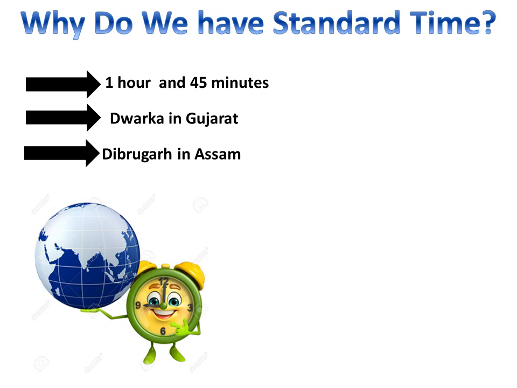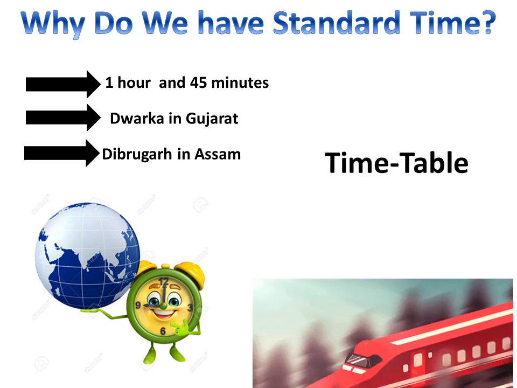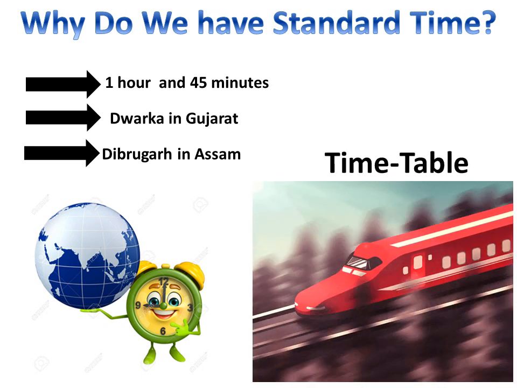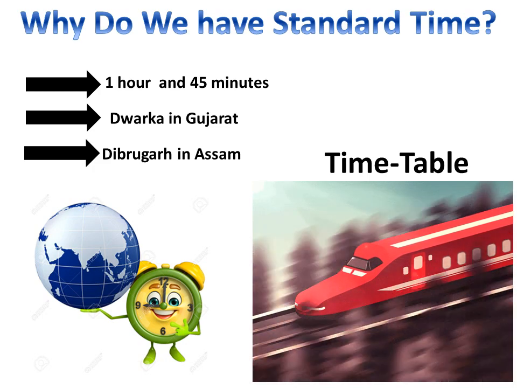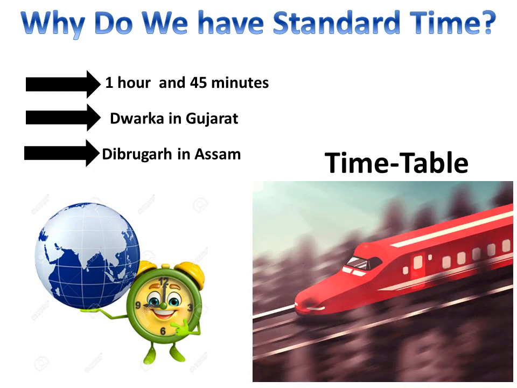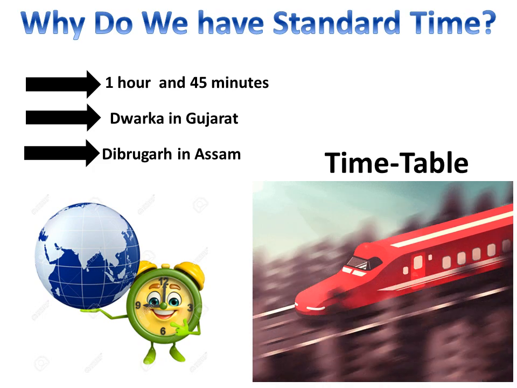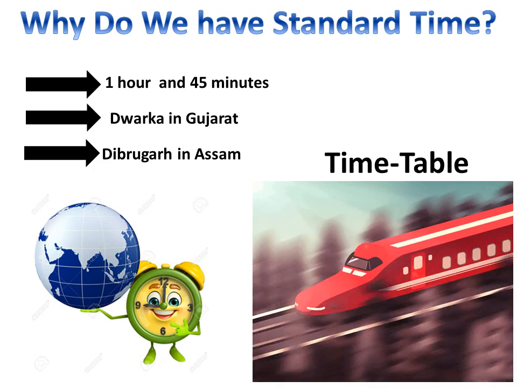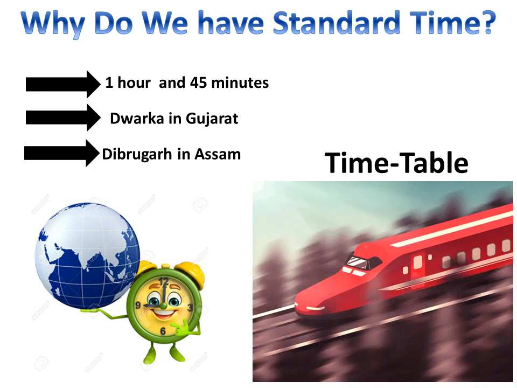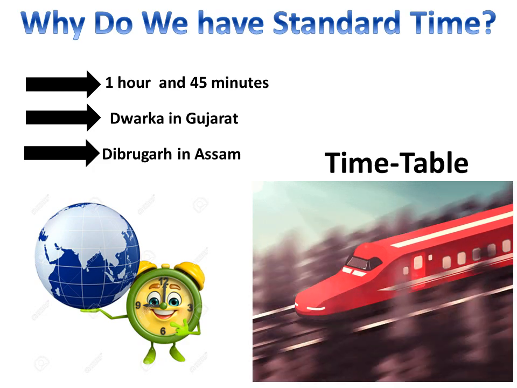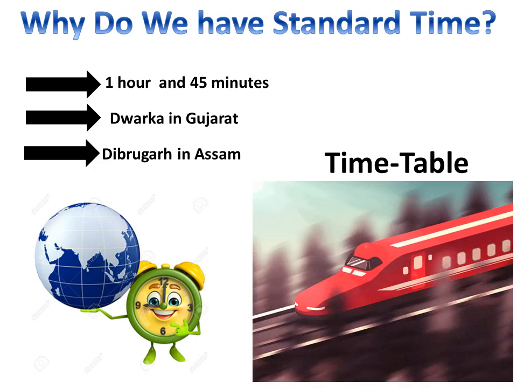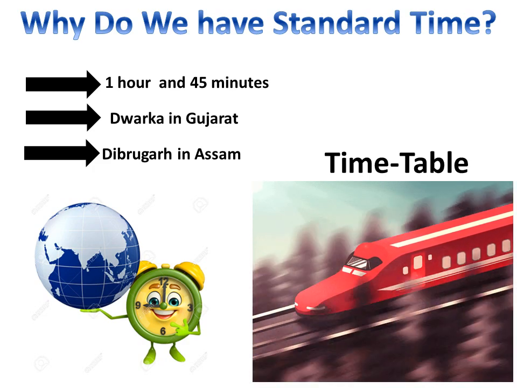This creates several problems. For example, it will be difficult to prepare a timetable for trains which cross several longitudes. In India, for instance, there will be a difference of about 1 hour 45 minutes in local time of Dwarka in Gujarat and Dibrugarh in Assam.